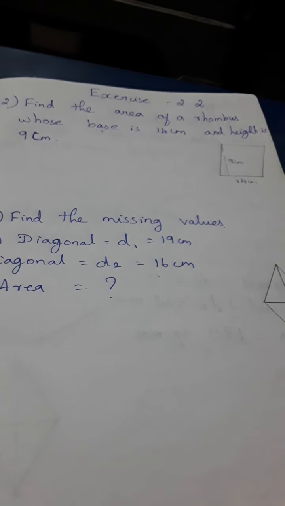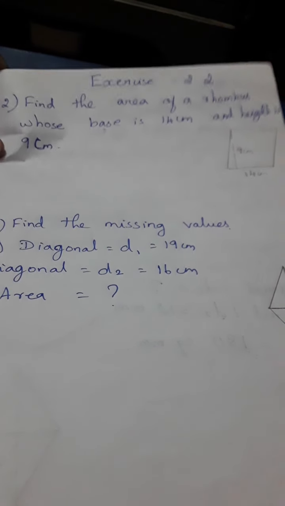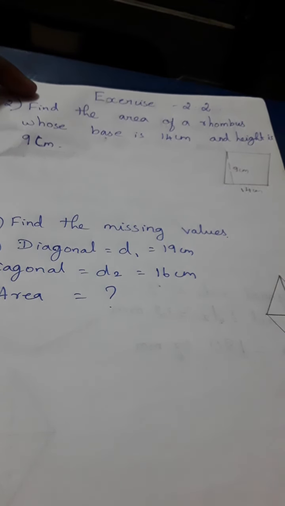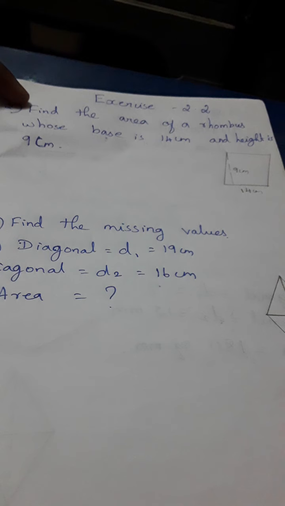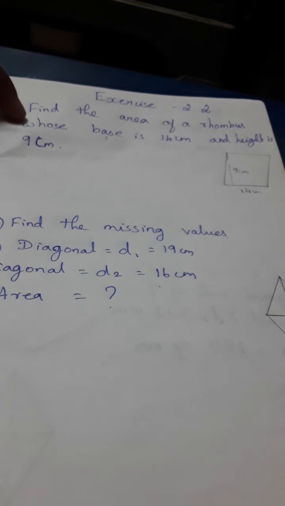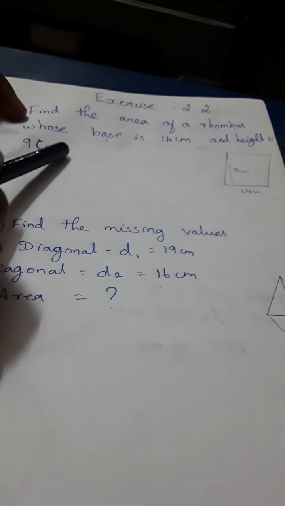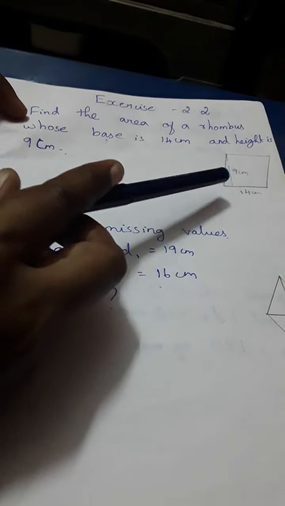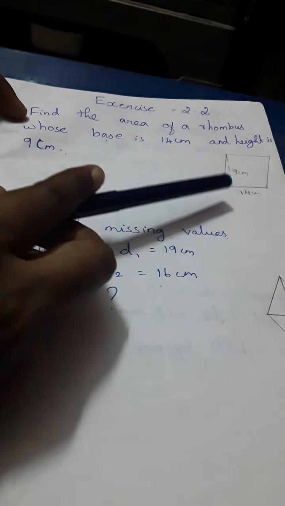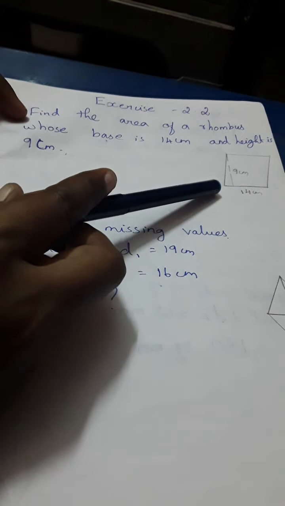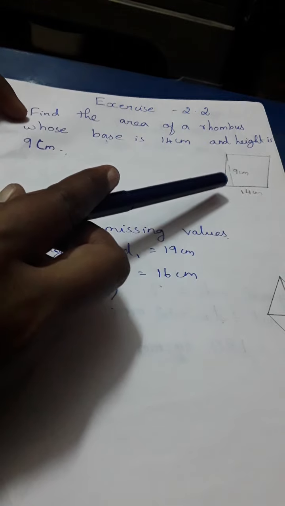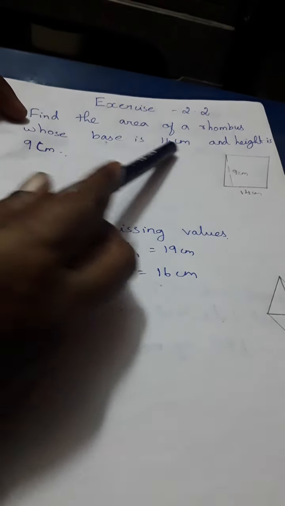Now we are going to see exercise 2.2, second question. Find the area of the rhombus whose base is 14 centimeters and height is 9 centimeters. Whenever a question is given in measurements, you have to draw the diagram. It is a must. If you draw the diagram, it is easy to choose the formula.